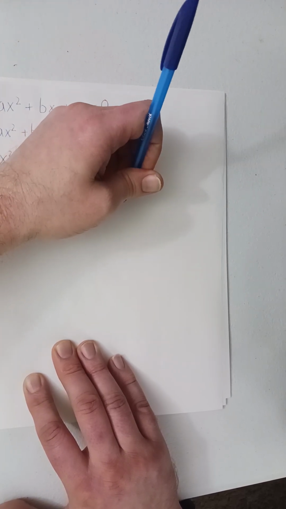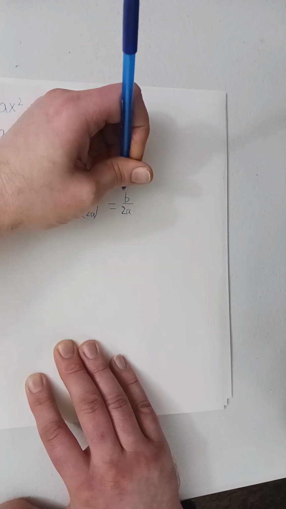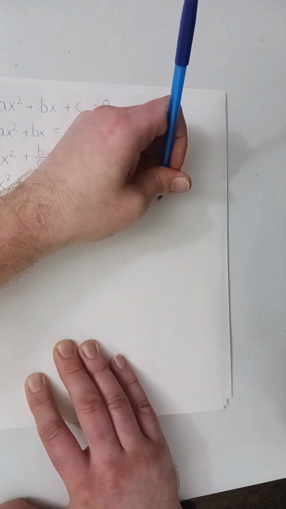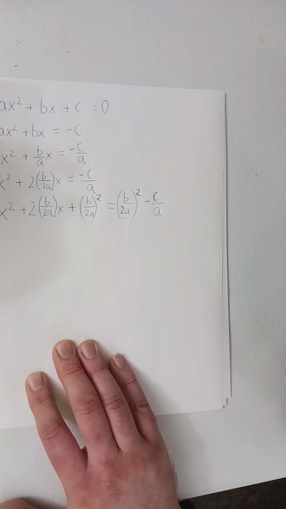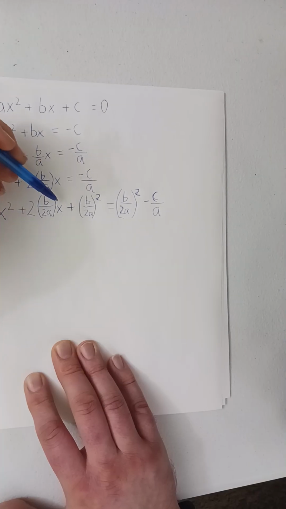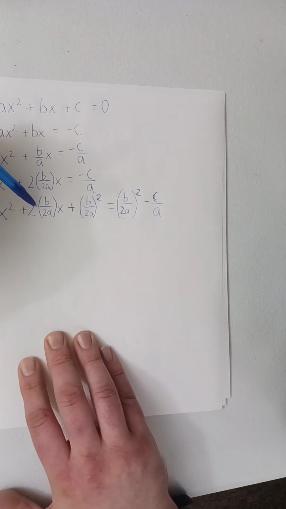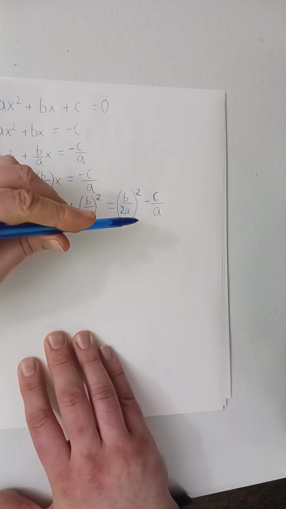So we're going to have b divided by 2a squared minus c divided by a. So we've just basically added this to both sides, and we express this differently here. Now, we already know that we can factor this, and then we want to take the square root of what we get, and then take the square root of that side as well, right?